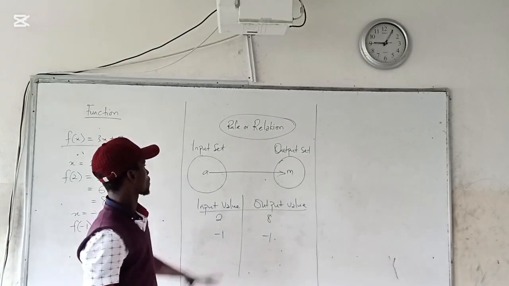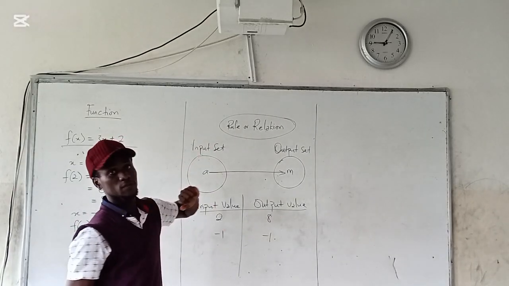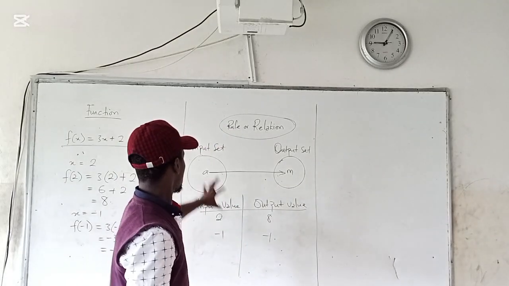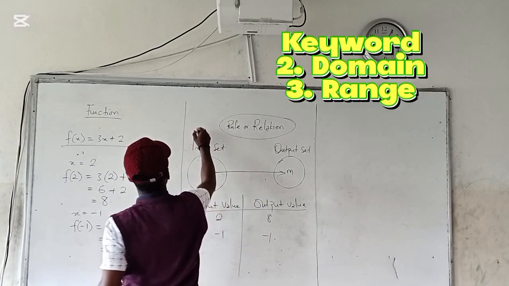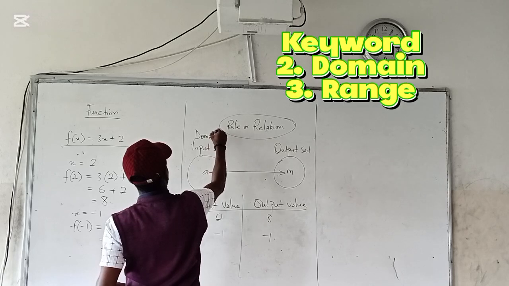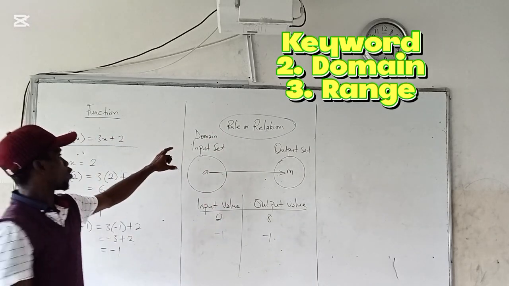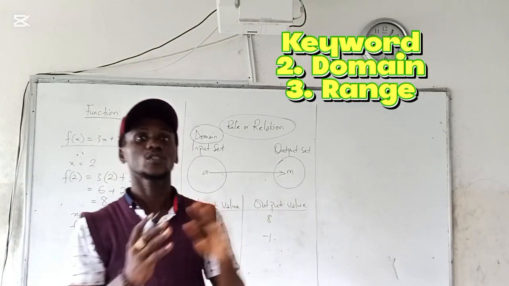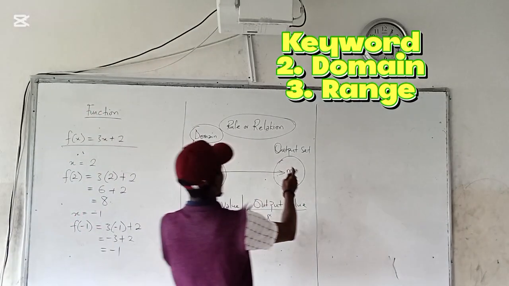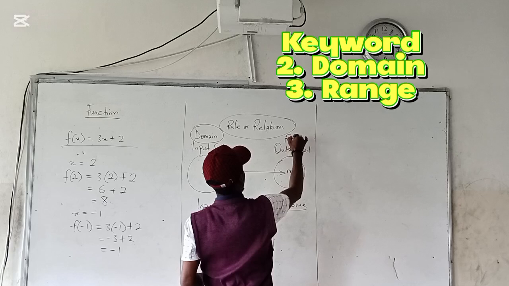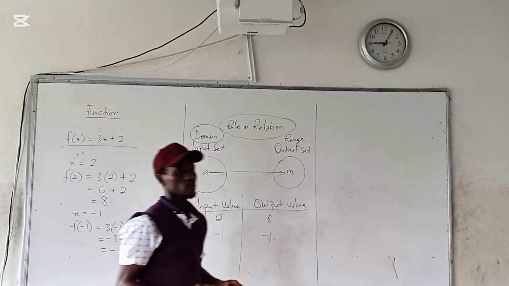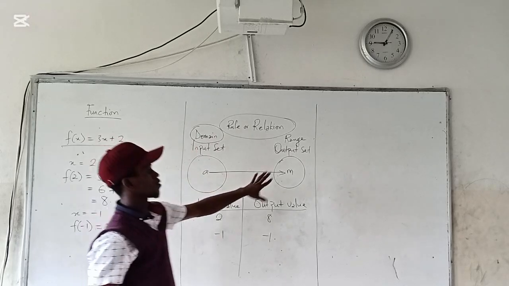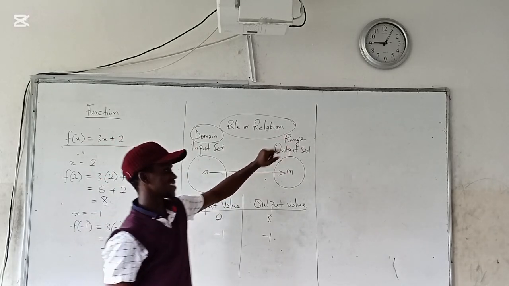Now please take note. This input set here has a name. Then the output set also has a name. The input set is called domain. Set of all possible inputs is called the domain, while the set of all possible outputs is called range. Set of all possible inputs, domain. Set of all possible outputs, range.